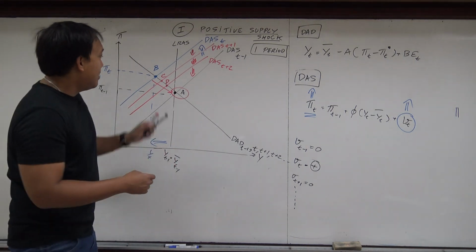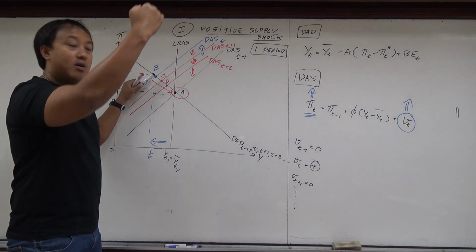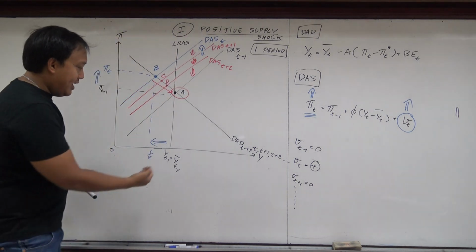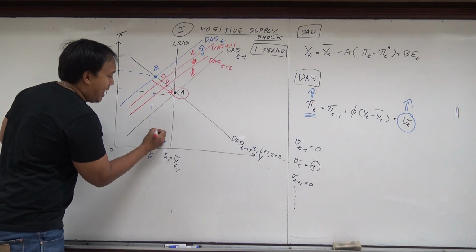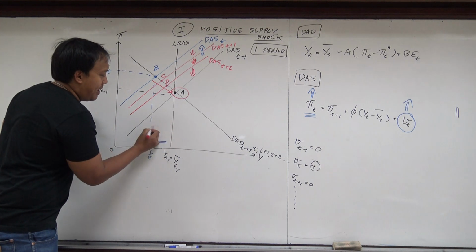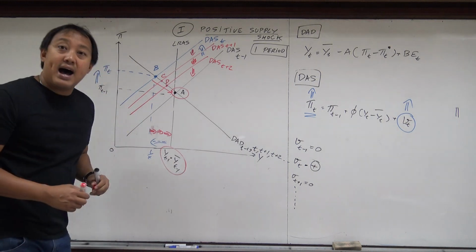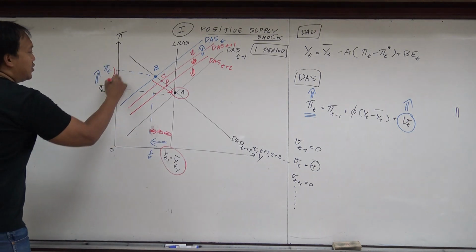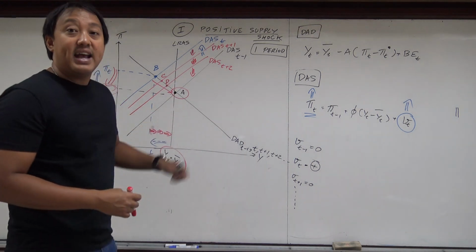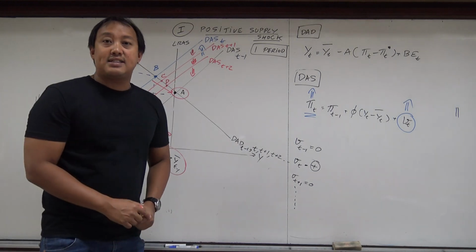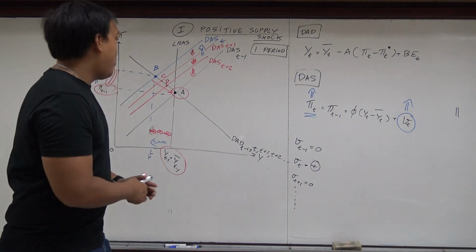So in the long run, we have a positive supply shock, DAS shifts up one time, and after that the economy slows down. When the economy slows down, the economy adjusts itself going backward, back to the original point, until it comes back to Y bar again. Pi t comes back to this point again. So the equilibrium point comes back to point A again. But it takes some time. We don't know how many periods it takes. But in the long run, it is going to come back to point A again.